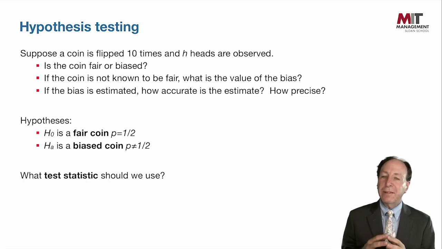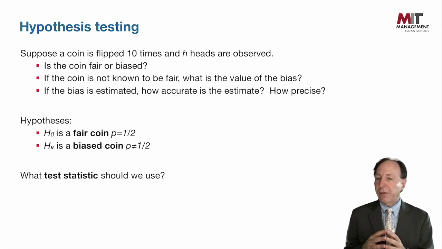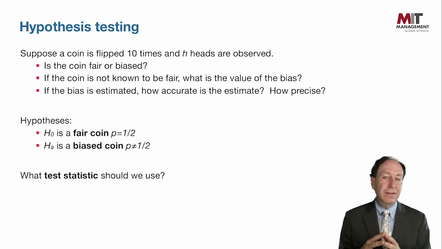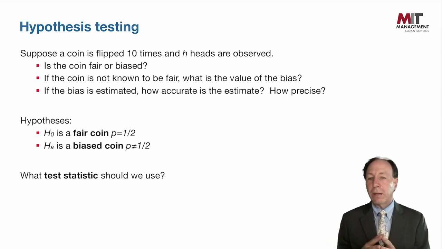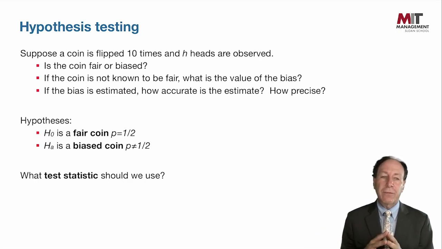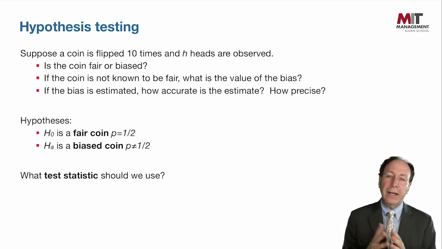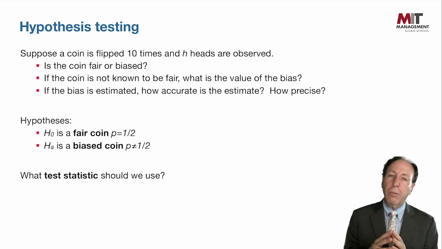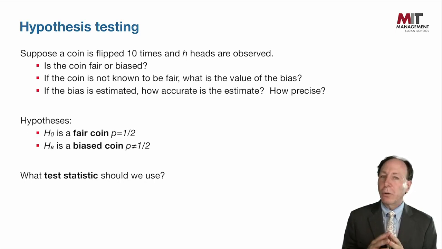But simple hypothesis testing starts with two hypotheses. H0, the null hypothesis, is that the coin is fair, that the probability is 1/2. The alternate hypothesis is that it's anything other than 1/2. Question to think about in any of these cases: what are the appropriate test statistics that we might choose from?